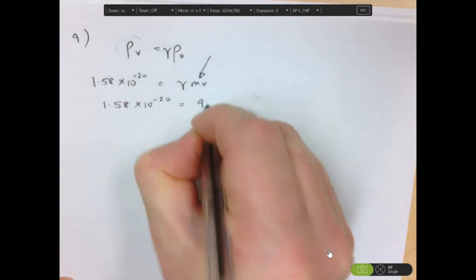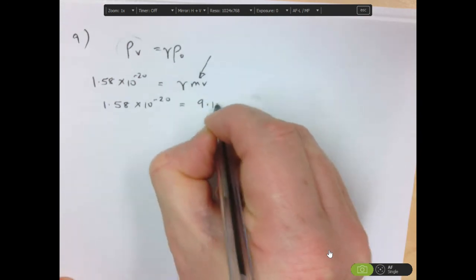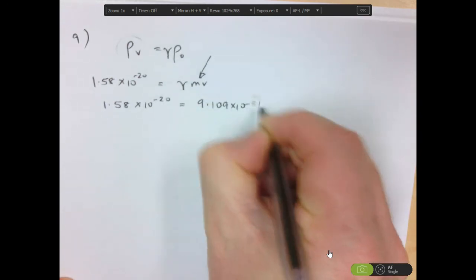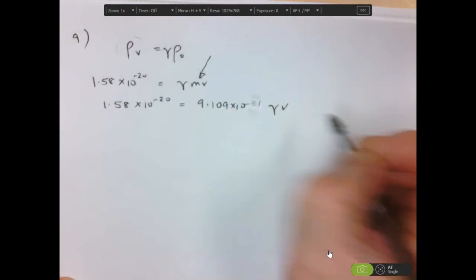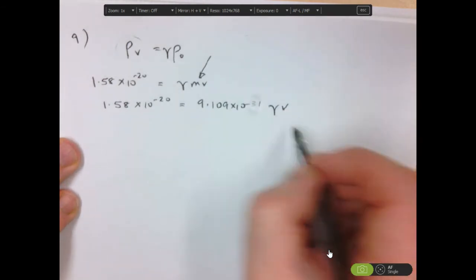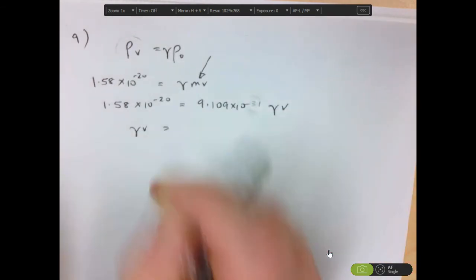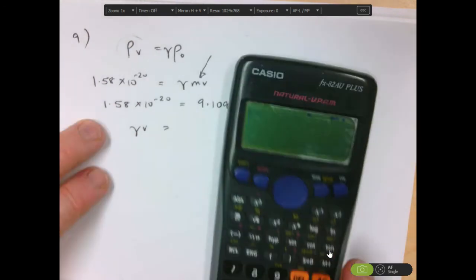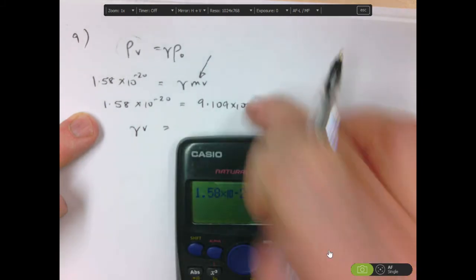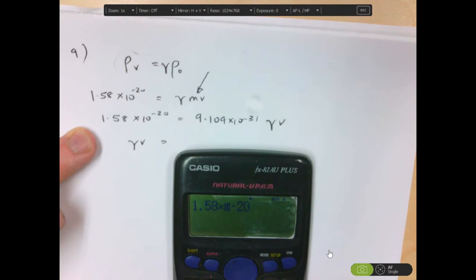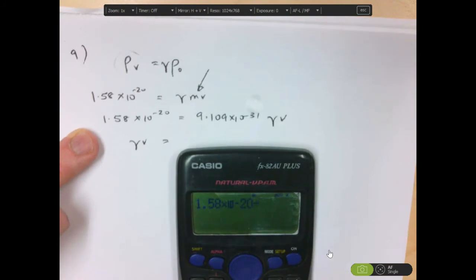And that's going to be 9.109 by 10 to the minus 31. And then it's going to be gamma V. Okay, so let's work out what gamma V is. Gamma V would be 1.58 exponent negative 20, divided by this value here, which is 9.109 exponent negative 31.